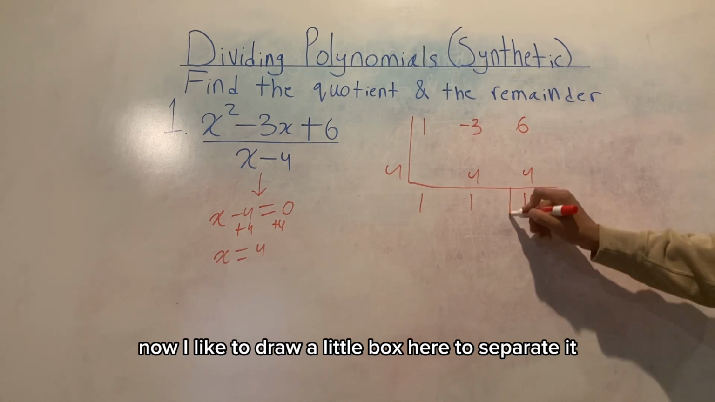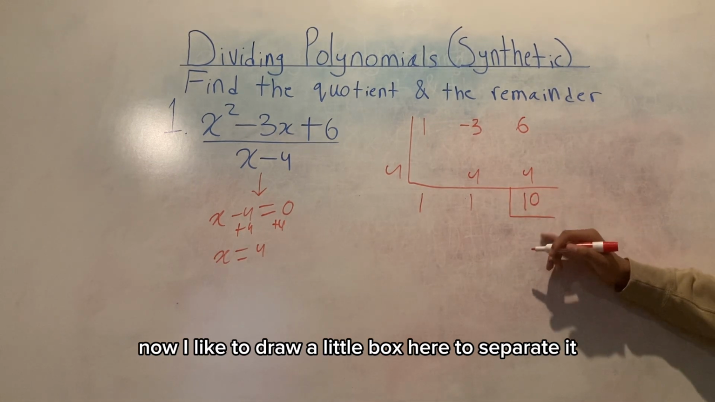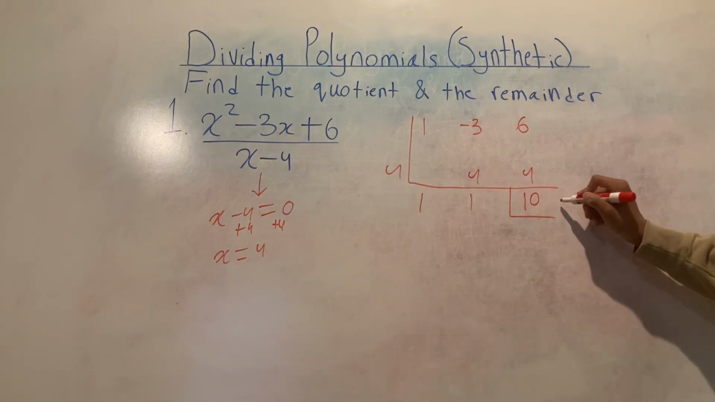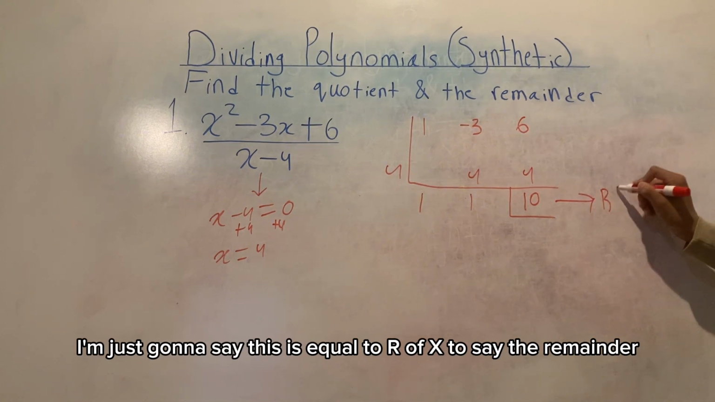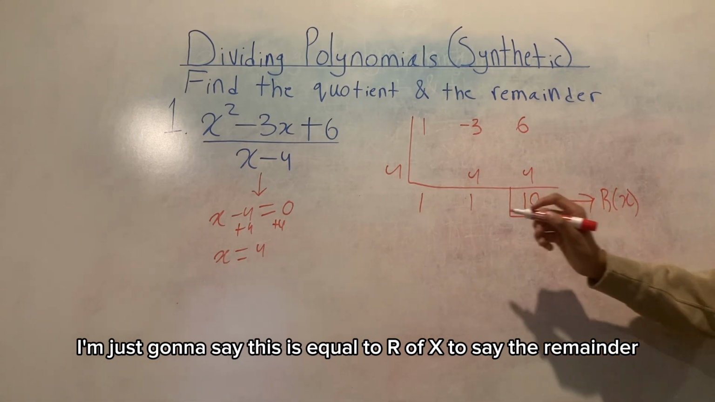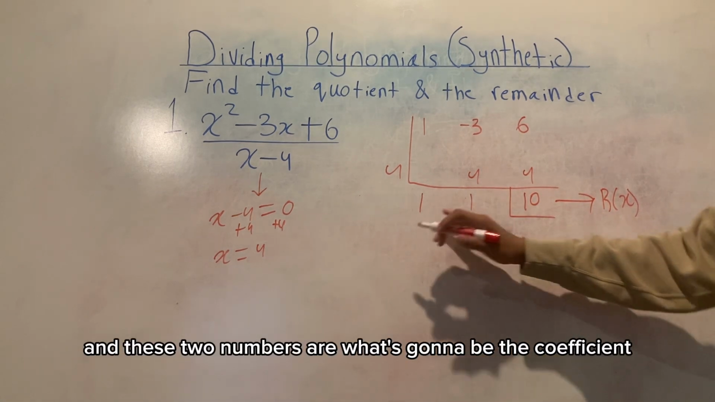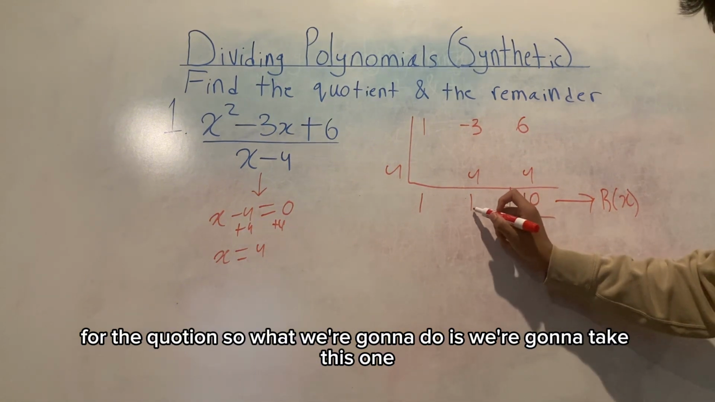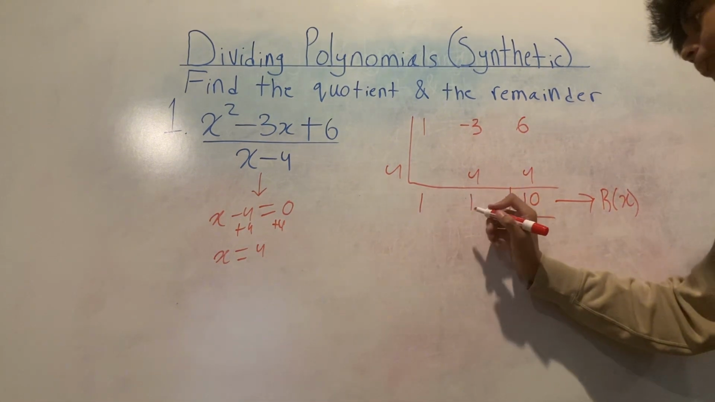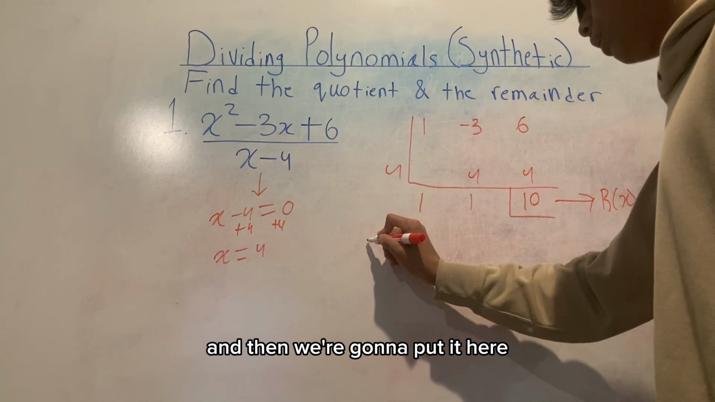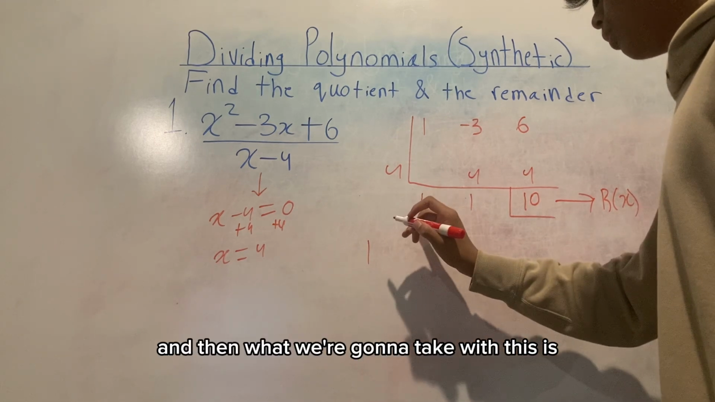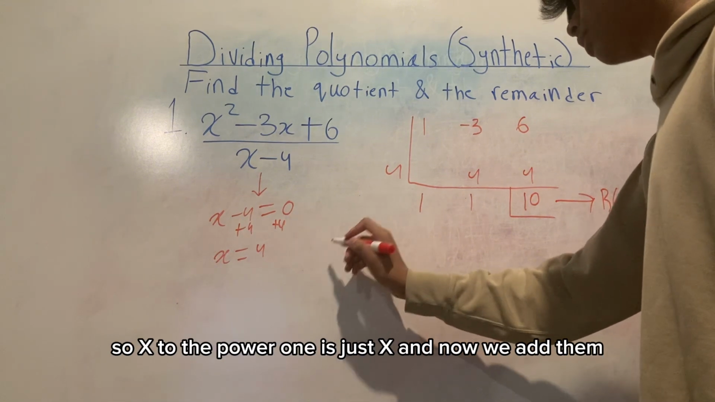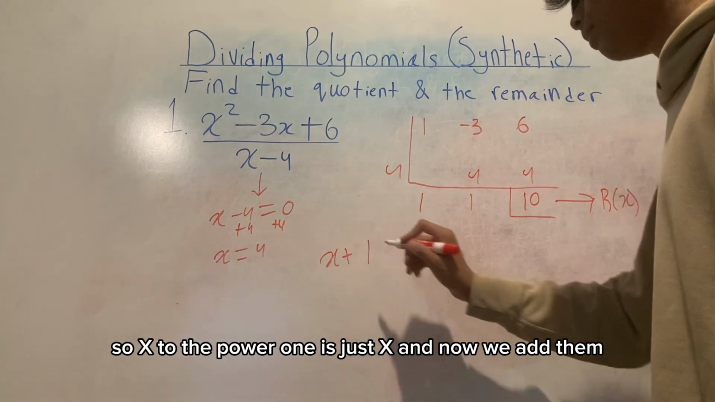Now, I like to draw a little box here to separate it, to say that this last number here is the remainder. I'm just going to say this is equal to r of x to say the remainder. And these two numbers are what's going to be the coefficients for the quotient. So what we're going to do is take this 1 and then put it here. And then what we're going to do with this is attach x to the power 1 with it. So x to the power 1 is just x, and now we add them.